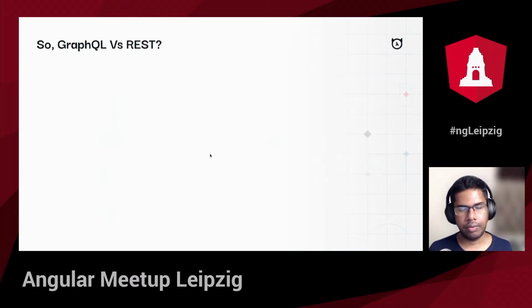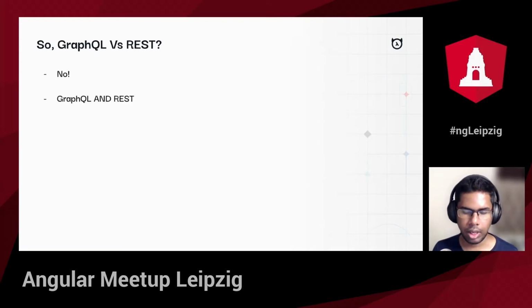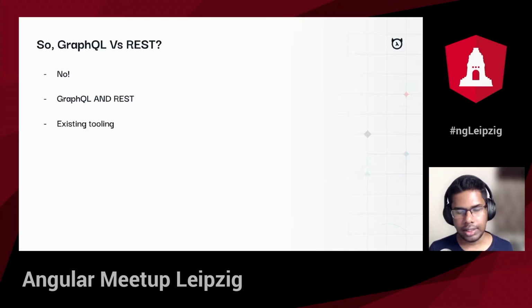So is it a comparison between GraphQL versus REST? No, because GraphQL and REST can coexist together, and they should coexist together for the foreseeable future. The reason being, you have a lot of existing tooling that you use to work with REST APIs, which will continue to work for your future apps. You don't want to rewrite everything from scratch, right? So existing tooling plays a big role in choosing what your next project and stack will look like. And GraphQL shouldn't be a deterrent for that.